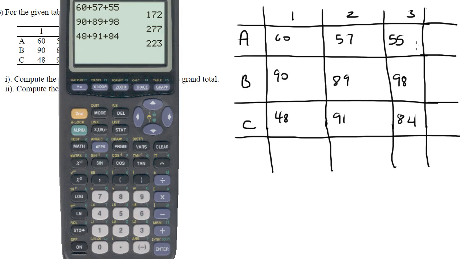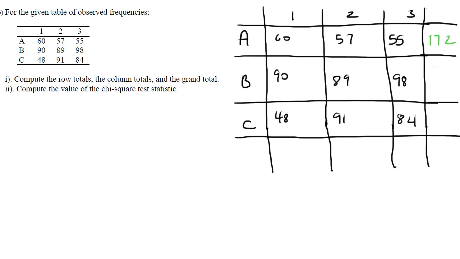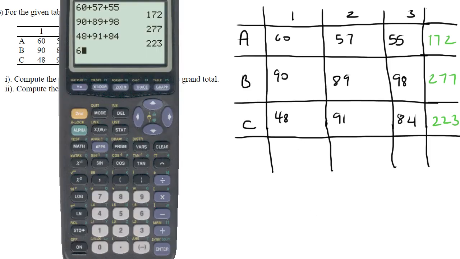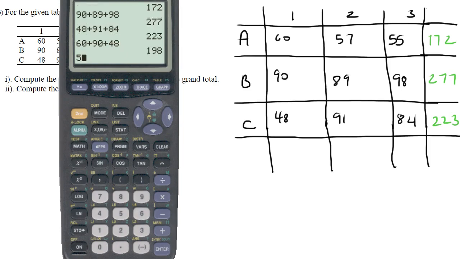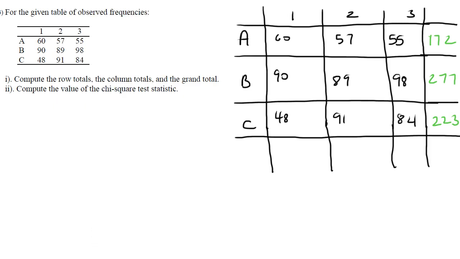$172, $277, $223. Okay, those are my row totals. Column totals. Let's get those. $198, $237.